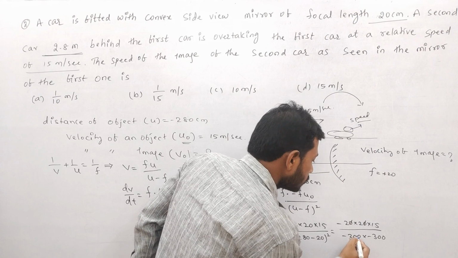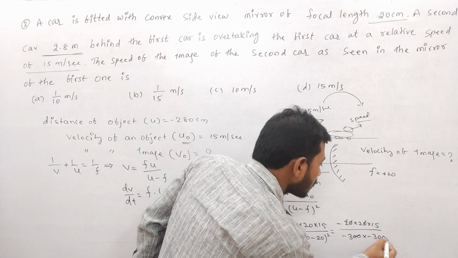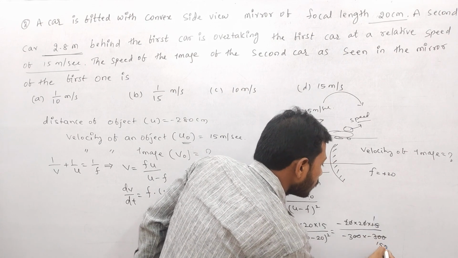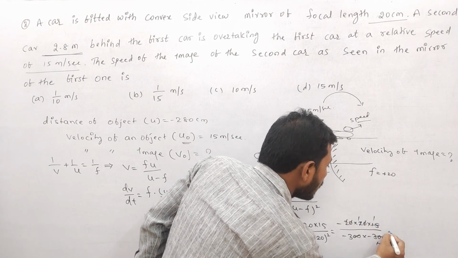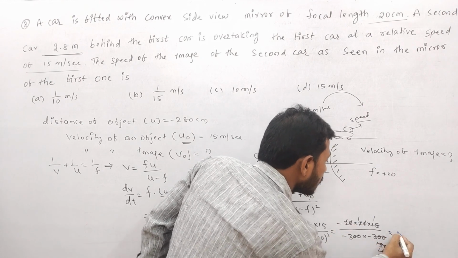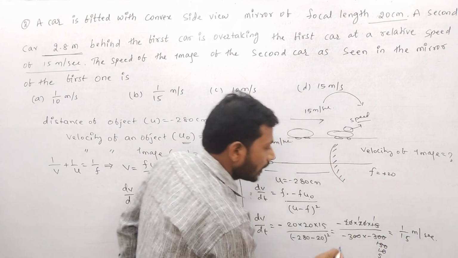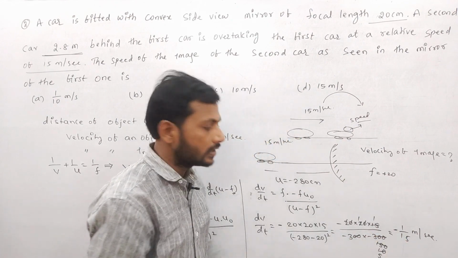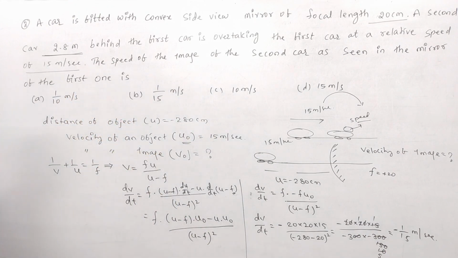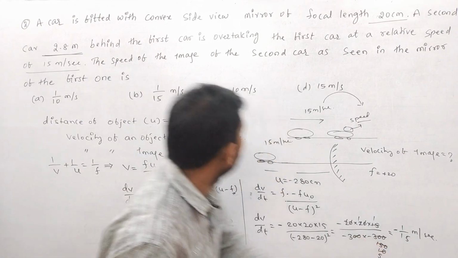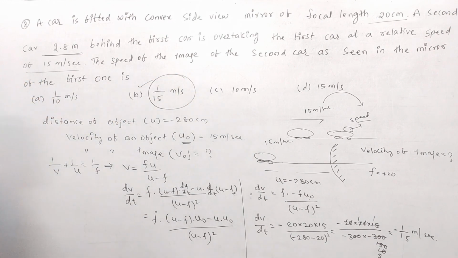You are going to write, then you are going to get zeros, 3 zeros can be cancelled. Then 2 ones are 2, 15 ones are 15. The minus signs get cancelled, otherwise you are going to get 1 by 15 meter per second. Here there is a minus, but what does minus mean? It means the image is moving in the direction opposite to the object. See the options: 1 by 15 meter per second is here, so the answer is B.